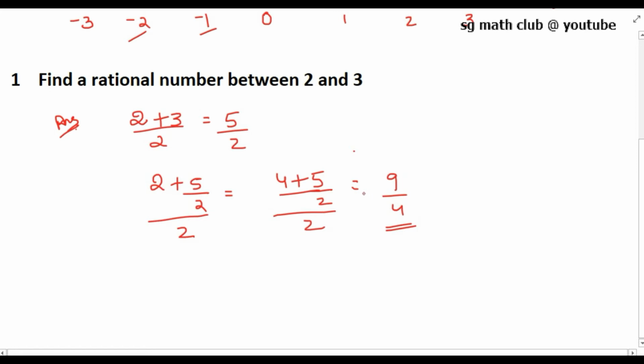In the same way, you can take the numbers, add and divide by 2. So between 2 and 3, 5 by 2 will come. 5 by 2 means 2 and a half. And if you want to find one more rational number, take 2 and 5 by 2, add and divide by 2. So 9 by 4, that is 2 1 by 4, will come between these. The same way, if you want to find one more rational number, 5 by 2 plus 3 divided by 2.